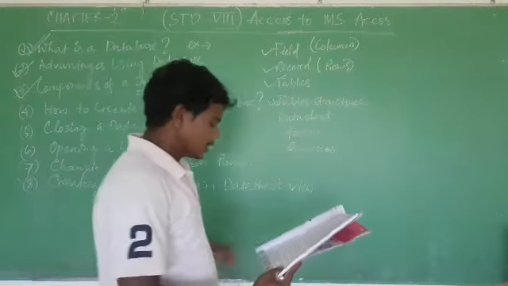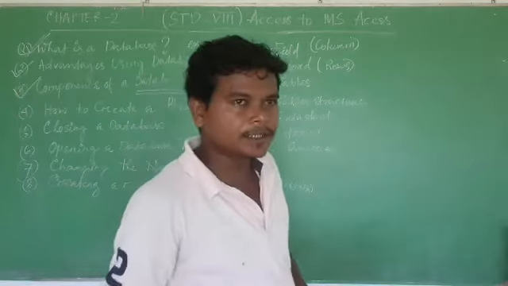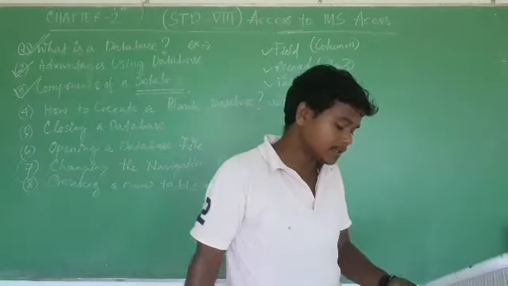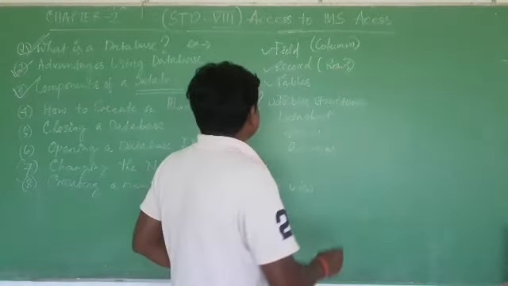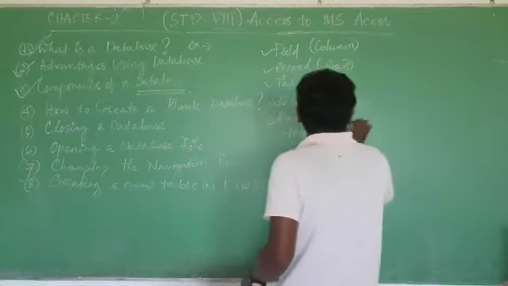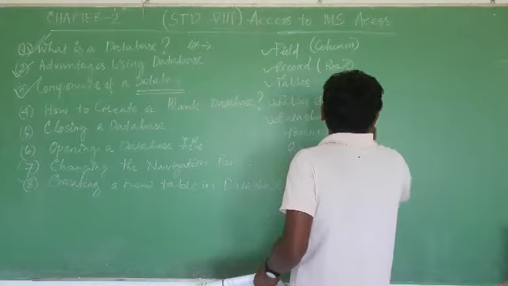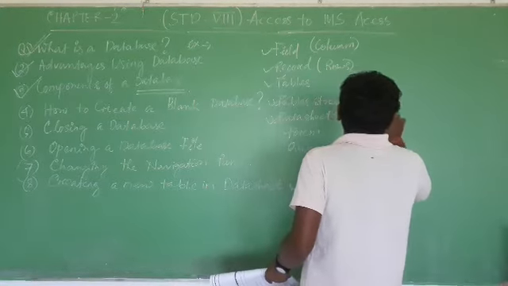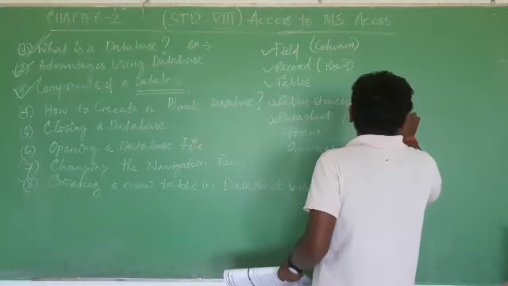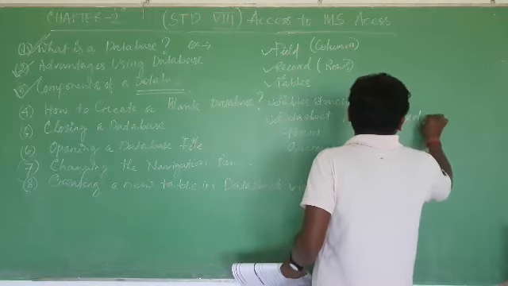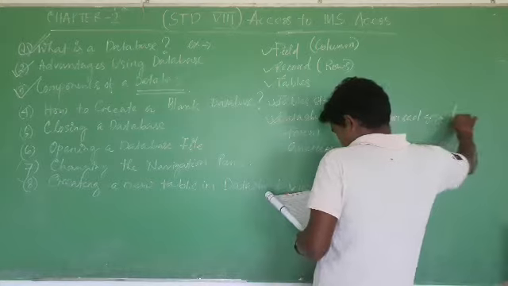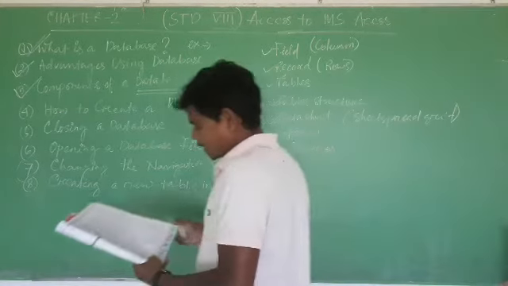Next one comes data sheet. Actually, by default, a table appears as a spreadsheet grid. Okay, spreadsheet grid. This one I am telling. And these are called the database.